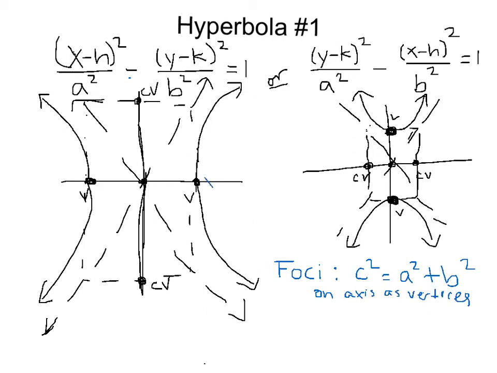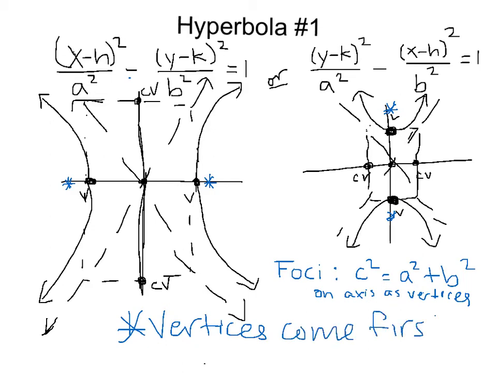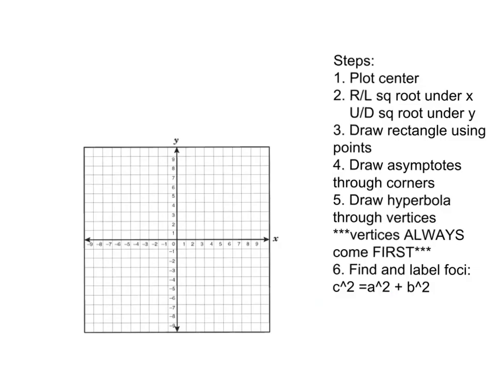Okay, so on this one, our foci are going to be inside the hyperbola, which is outside of your box. They'd be along that axis. This one, they'd be along your vertical axis. So let's go ahead and do an example so that way we know. And let's one more time write down here, vertices come first. Every single solitary time, that positive term is where your vertices come from.